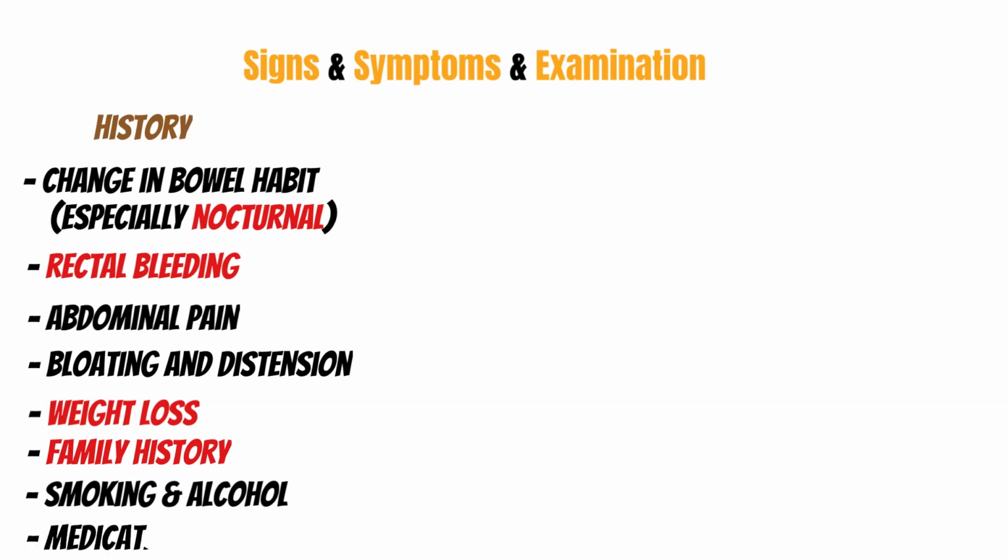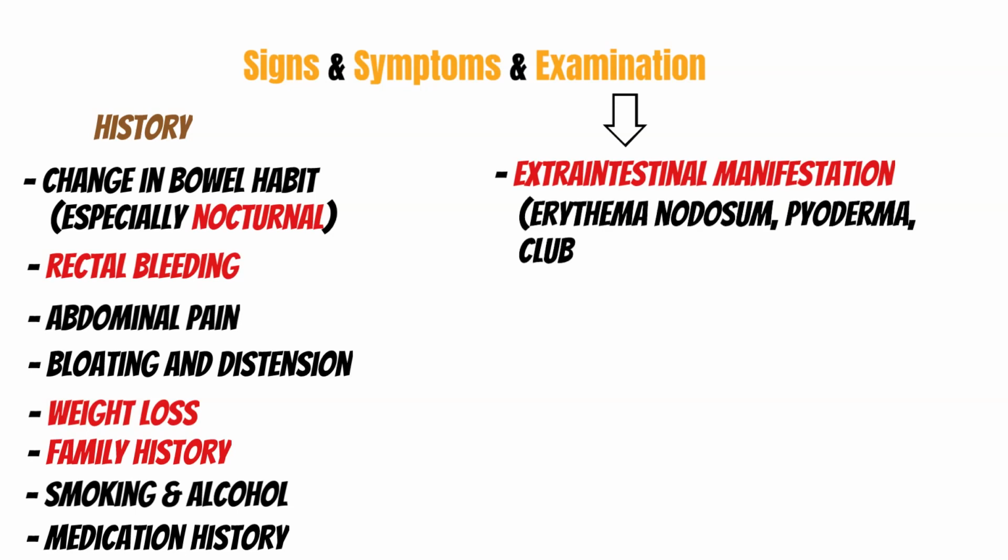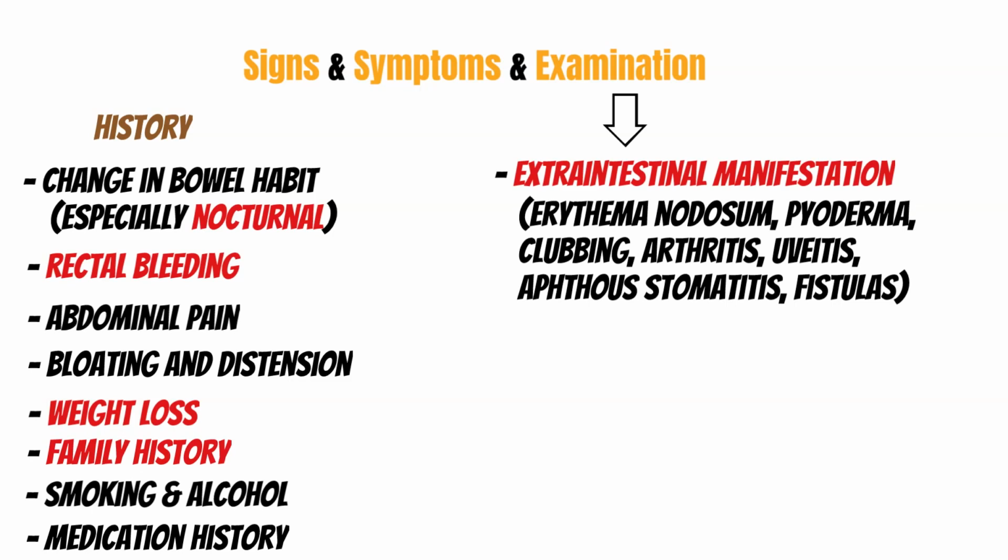And then on the examination side of things, are there any extraintestinal manifestations, just like the ones listed here? So the ones highlighted in red are going to most likely point us in the direction of IBD, whereas the ones in black are going to point us in the direction of IBS. Of course, these are not exclusive, but it gives us good clues into which directions we can go in.